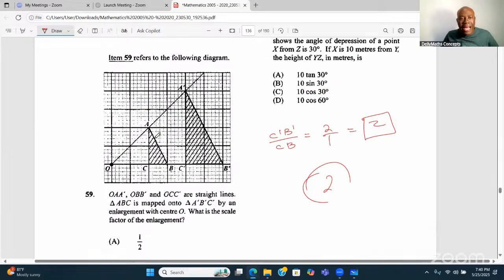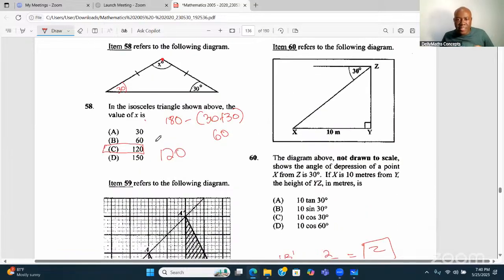Let's go for the last question. The last question says the diagram above, not drawn to scale, shows the angle of depression of a point x from z, which is 30. You're seeing that. Now, if x is 10 meters from y, what is the height of z, YZ? So they're asking for this, right?